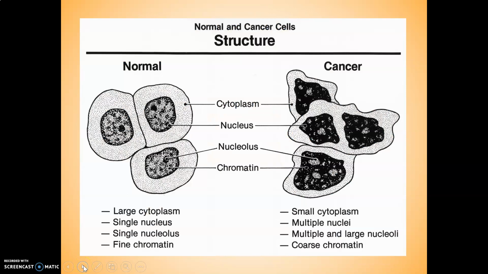And here's some differences between normal and cancer cells, just looking at the structure. So for normal, you have large cytoplasm, single nucleus, single nucleolus, you have your fine chromatin. And then over here for a cancer, you have not a lot of cytoplasm, multiple nuclei within the cell, multiple enlarged nucleoli, and then coarse chromatin.